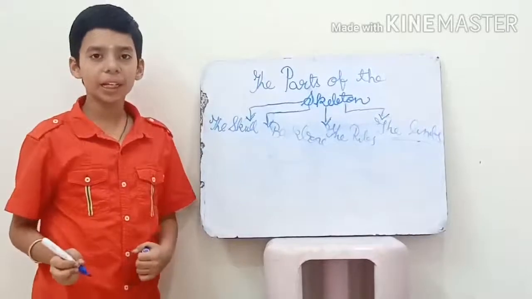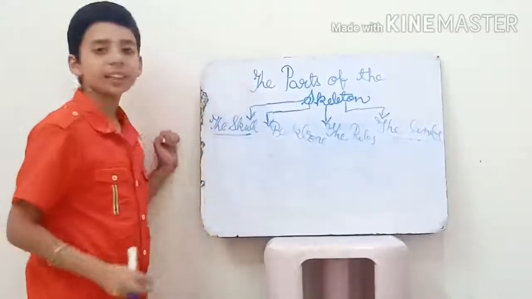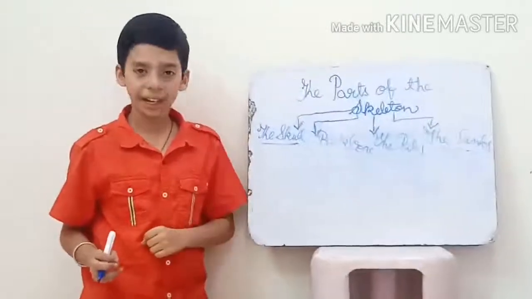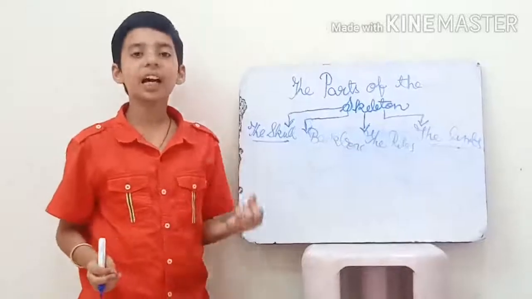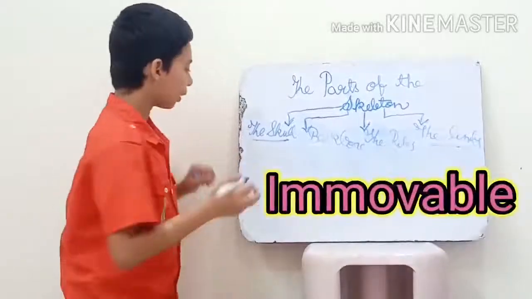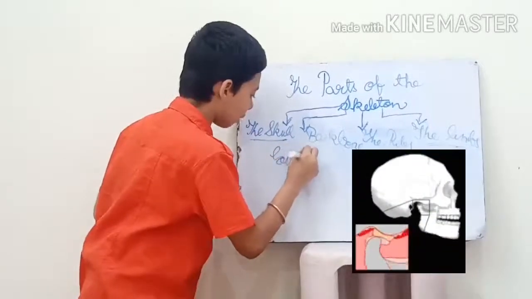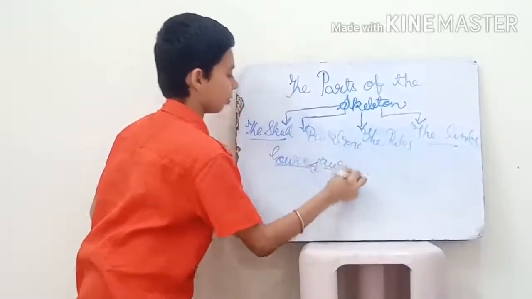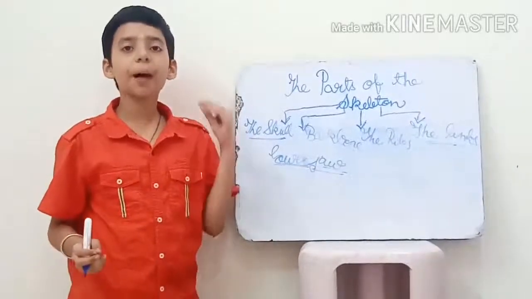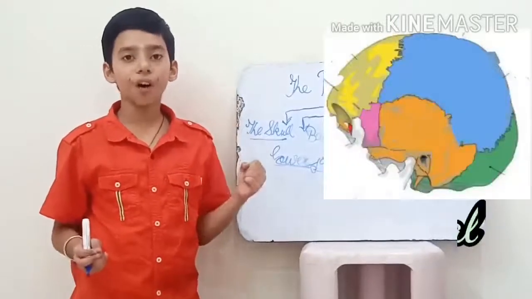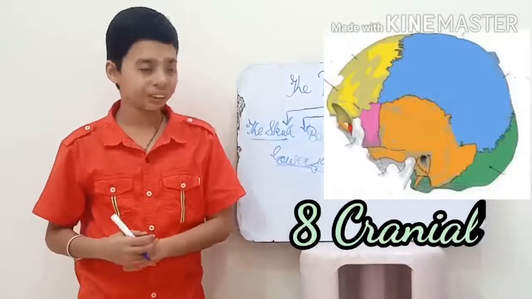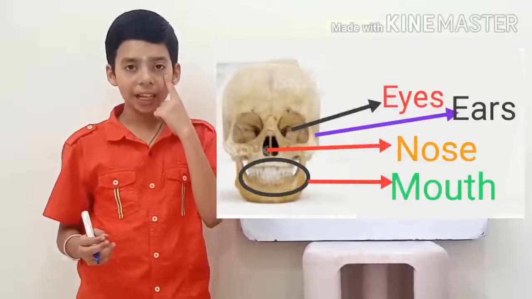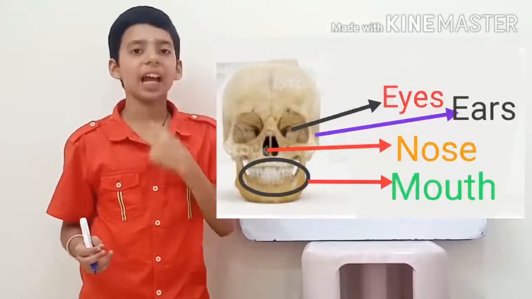Today I am going to explain about the skull. The skull consists of 22 different bones. The bones in our head make up the skull. The skull bones are immovable, but only the lower jaw can move. The skull. The upper part of the skull consists of 8 cranial bones. The skull protects the brain and has holes for eyes, nose, ears and mouth.